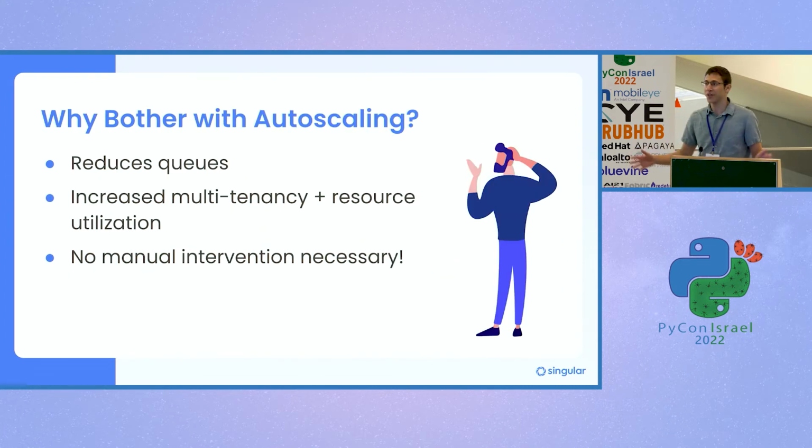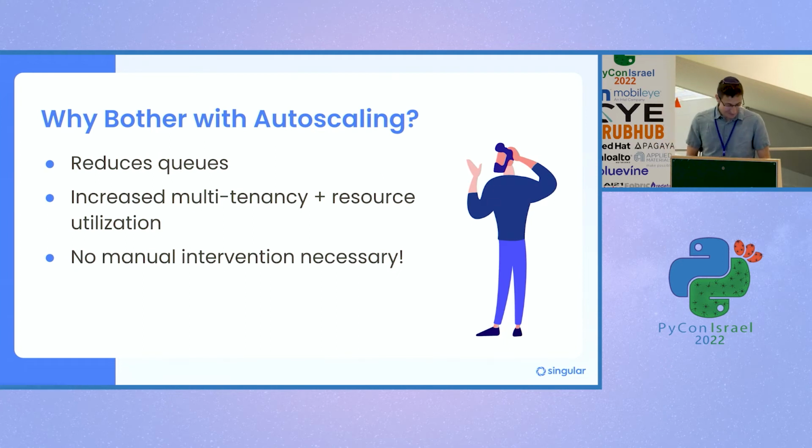So in general, why bother with autoscaling? Well, aside from the fact that it's 2022 and we should be autoscaling everything by now, and the fact that I'm a DevOps guy and I love seeing autoscaling graphs, it just makes me happy inside. But putting that to the side, the important thing is that it reduces queues. It increases multi-tenancy and resource utilization, where multi-tenancy is where you can have multiple workloads running on a shared infrastructure, because when one workload is under fire, then the other one isn't necessarily, and therefore they can sit on the same thing and it works. And also very important, no manual intervention necessary. There's no more waking up in the middle of the night, an engineer clicking the plus button so that the queues go down.